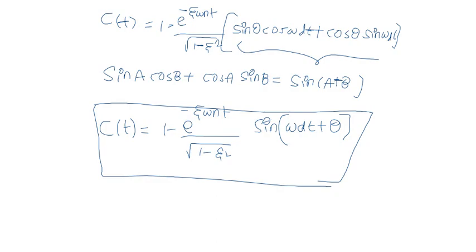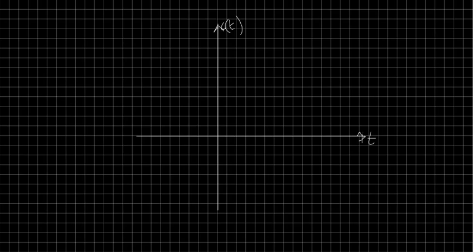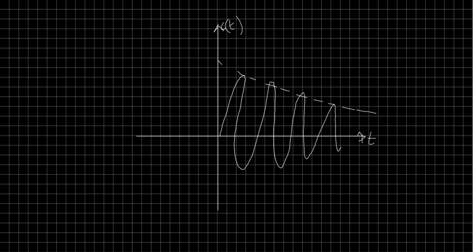So here in the response, we are having the exponentially decaying function multiplied with the sinusoidal function. So the response is like this. Here we are getting the decay of oscillations. Whenever the system response contains the decay of oscillations, these types of systems are called underdamped systems. This type of response is called underdamped system response.